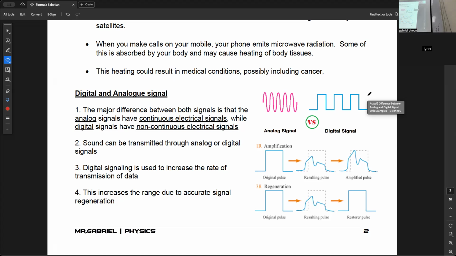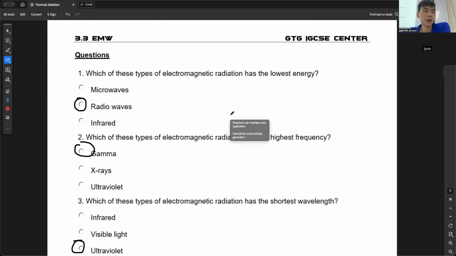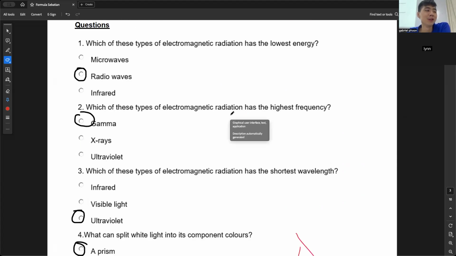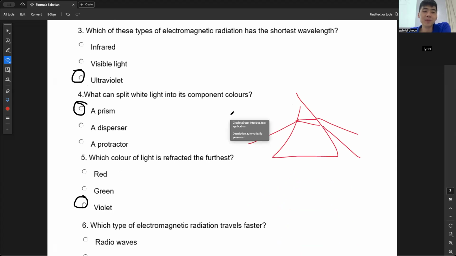Alright guys, let's discuss the answers, then I'll let you go for the rest of the day. Okay, check your answers. Question number 1, radio waves. Question number 2, gamma ray. Question 3, ultraviolet. Question 3, a prism.